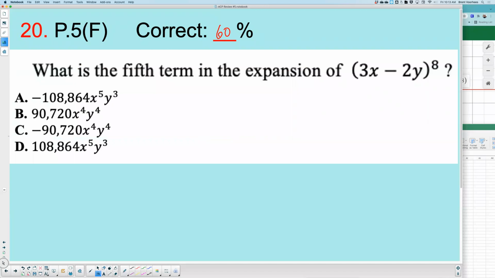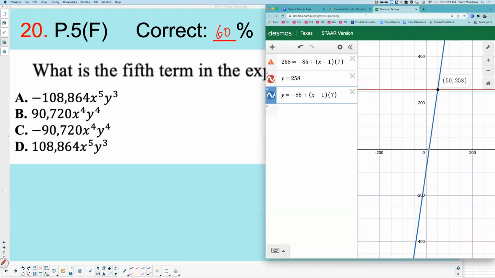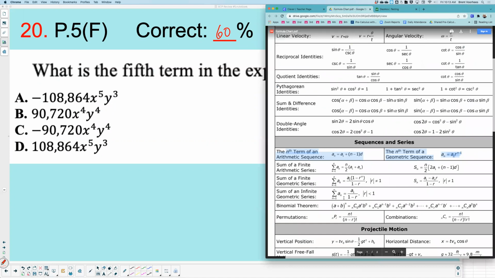What is the fifth term in this expansion? How would y'all do this problem? NCR. It is NCR. This is a formula chart. It's called binomial. So in case you forget what you type in for NCR, it's binomials where you'll find it.